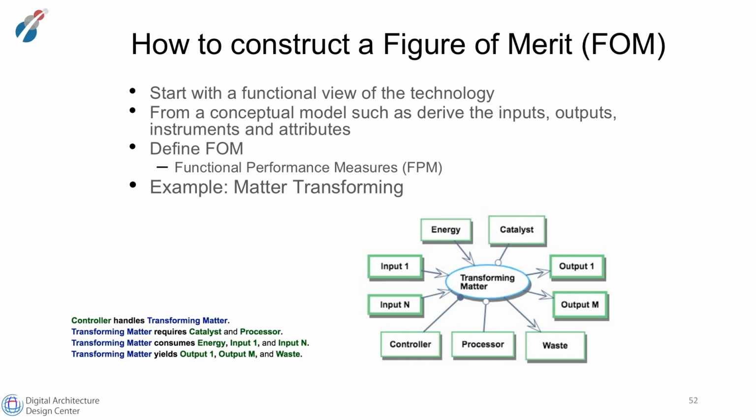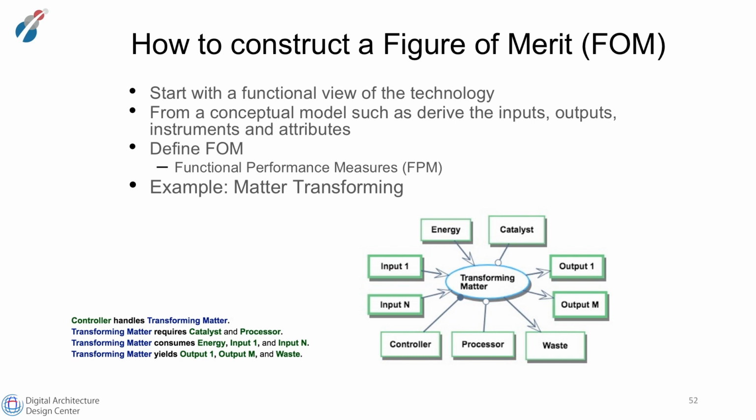Well, you start with what we've essentially done, the function. So I'm using here transforming matter as an example. Transforming matter takes in inputs. It consumes energy. It requires a controller, a processor. It produces waste, and it produces useful outputs. So steel making is a good example of that. And so using a representation of the system as such, we can define many different figures of merit.